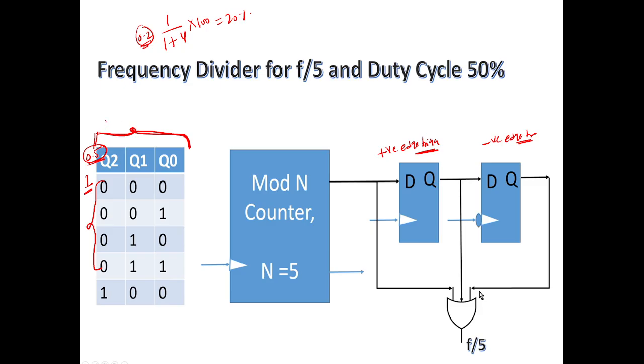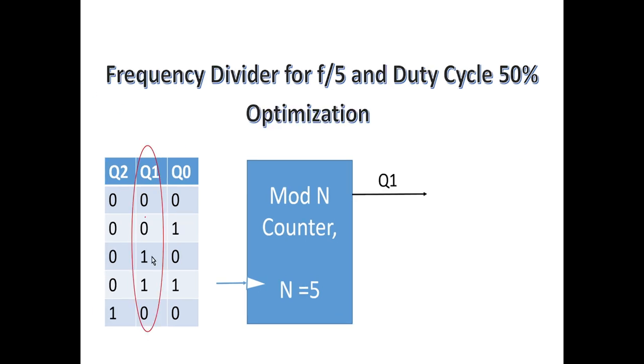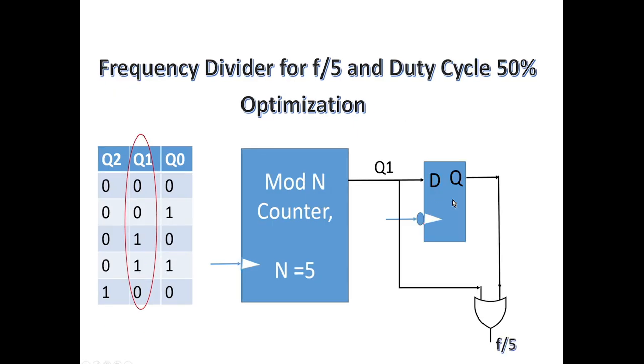So in order to see Q2, we can take Q1. If you take Q1, that means this is off for how many cycles? 3 cycles. This is on for 1 cycle. So you need to alter the frequency by how much? 0.5 cycle only. So you are using which flip flop? Negative edge trigger D flip flop. So optimization will happen.